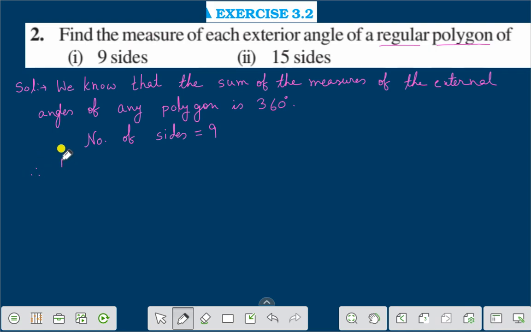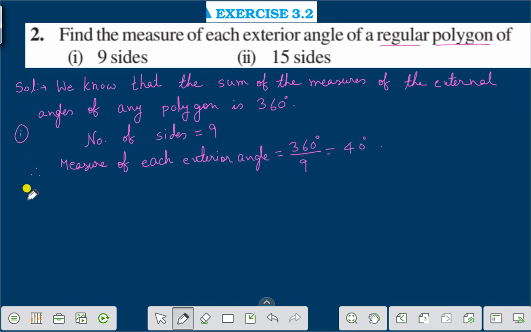Therefore, the measure of each exterior angle is equal to 360 degrees divided by 9. Therefore, it is 40 degrees. This is for question number 1.